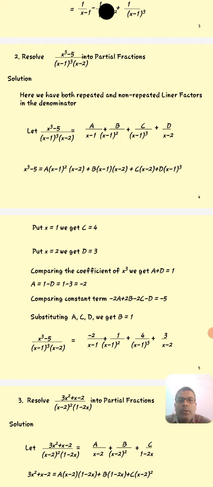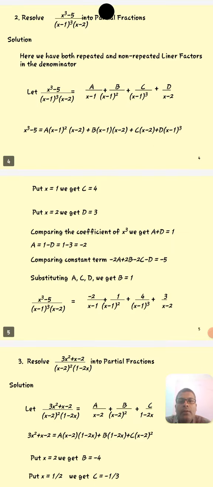Okay, the same equation. Put x equal to 2. We substitute in the above equation. Whenever x is equal to 2, A will be 0, B will be 0, and also C is 0. We get D is equal to what? 3. Here, by the substitution method, we get C and D values.